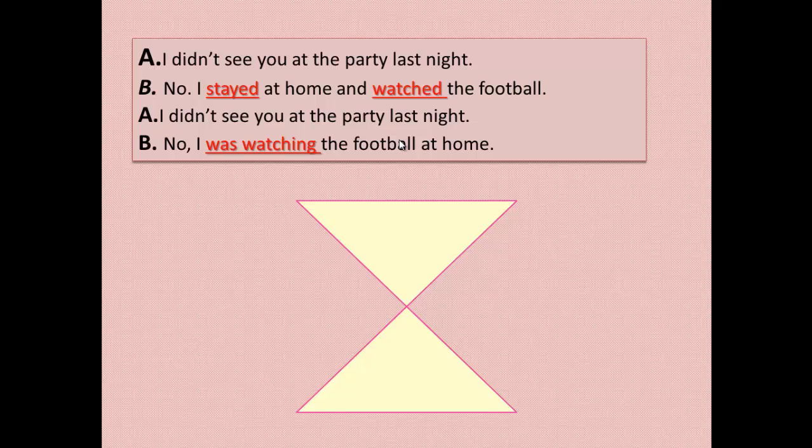So we want to compare it with the following sentences. I didn't see you at the party last night. Here the reply is different. No, I was watching the football at home. Here the meaning is different because the first tense, past simple, focuses on past actions as complete facts, whereas in the second sentence, the focus was on the duration of past activities. So, in the second sentence, during the party, I was watching the football at home.